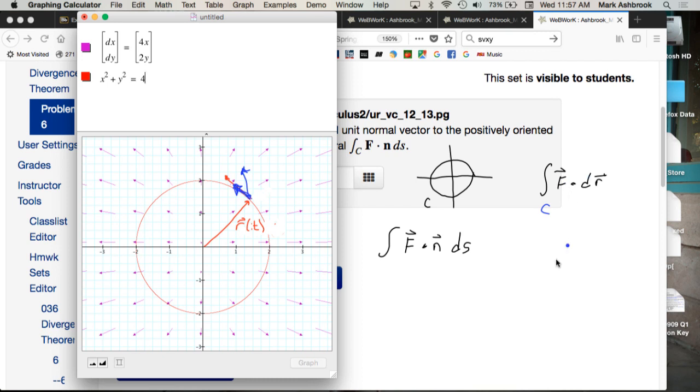F dot dr. So flux we could write how? Well, what do we want with flux now? We want F in as much as it is orthogonal to the curve, because we want how much flow we are getting through the curve.